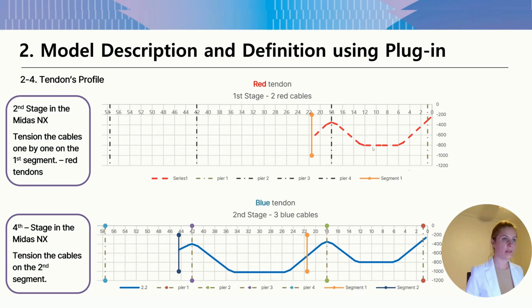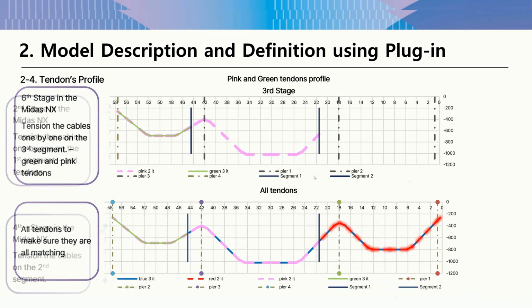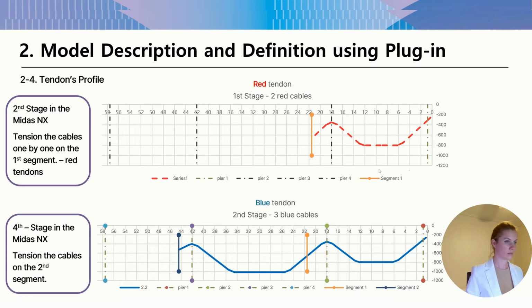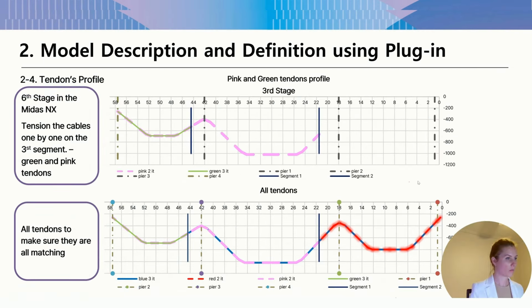Here is depicted the red cable. We stress it at the second stage. Only 2 cables. Then blue tendons are stressed at 4th stage. There are 3 cables. Yeah, the 6th stage is given here, and finally, I put all together just to be sure that they are matched between each other. I always create graphs in Excel to assure that my coordinates match.